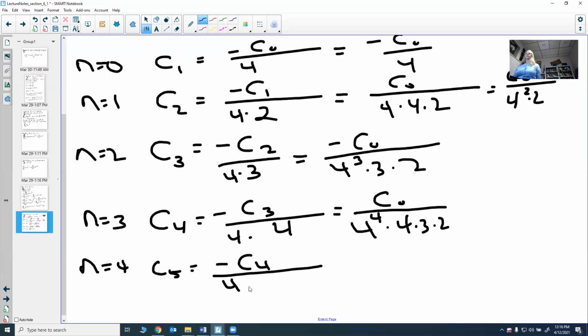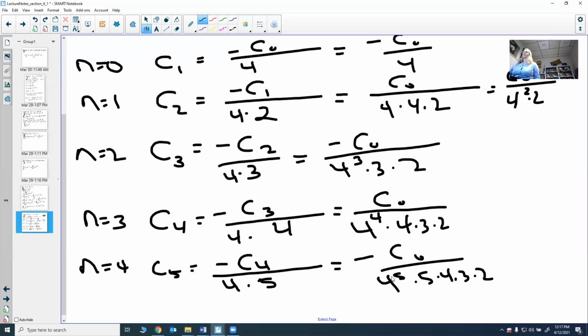And then we're going to have 4 times 4 plus 1 is 5. So 4 times 5. Again, if I know C4, I can find C5, but I do know C4. It is C0 over 4 to the 4th, but then another 4, so it's 4 to the 5th times 5 times 4 times 3 times 2. I could keep going with this, but let's see if we can come up with a pattern.